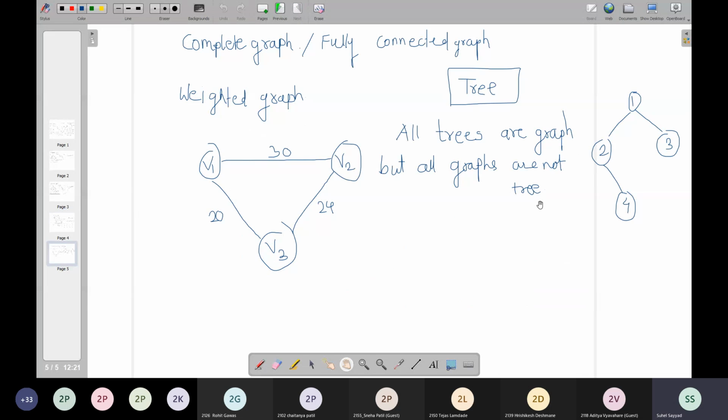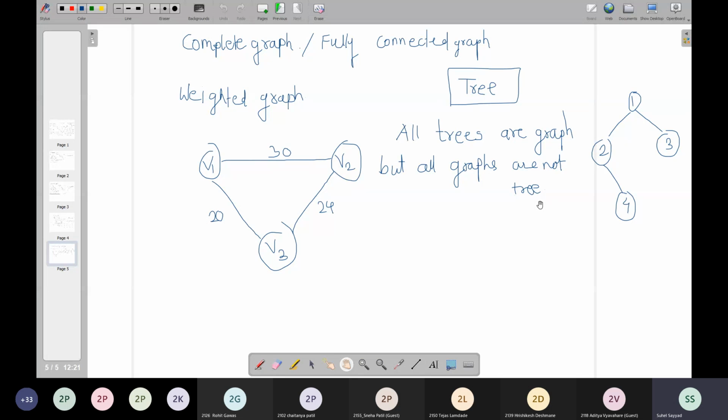Then we have seen two more definitions, that is complete graph or fully connected graph. We say that a graph is complete or fully connected if there is an edge from every vertex to every other vertex of that particular graph. So all the vertices are connected to each other with the help of edges. Such a type of graph we call a complete graph. And finally, we discussed weighted graph. So in a weighted graph, each of the edges will have some weight value associated with it.